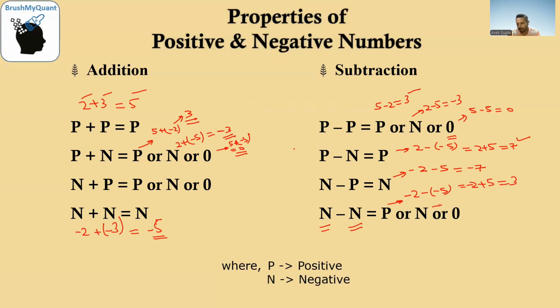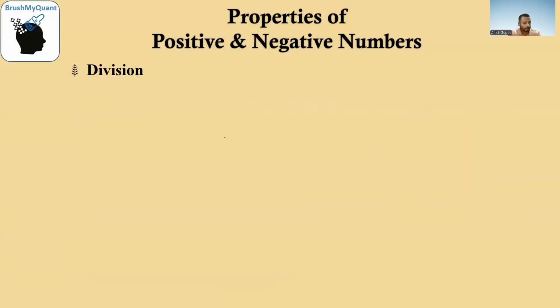When will it be negative? We can reverse the numbers. So -5 minus -2. It will become -5 plus 2, which is equal to -3. When will it be 0? When both the numbers are the same, right? So if we do -2 minus -2, we will get -2 plus 2, which is equal to 0.